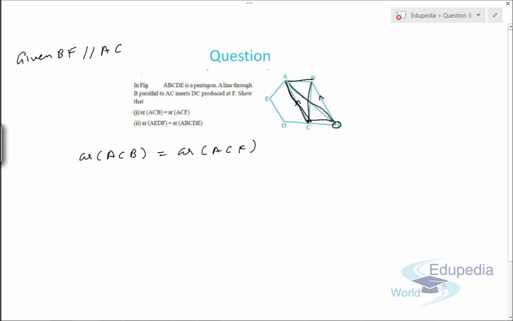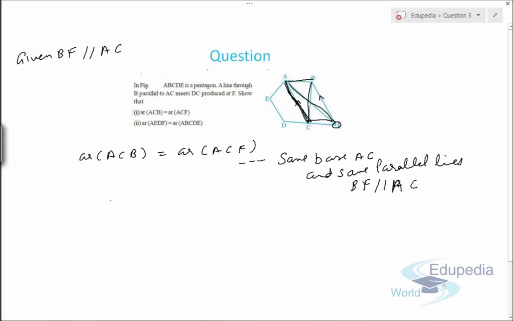If you see properly, if we take AC as base, then area of ABC and area of ACF are equal. Since we consider AC as a base and AC is parallel to BF, that's why they are the same. So we can say that they have the same base AC and the same parallel lines, that is BF is parallel to AC. So this is how we can prove the first part.